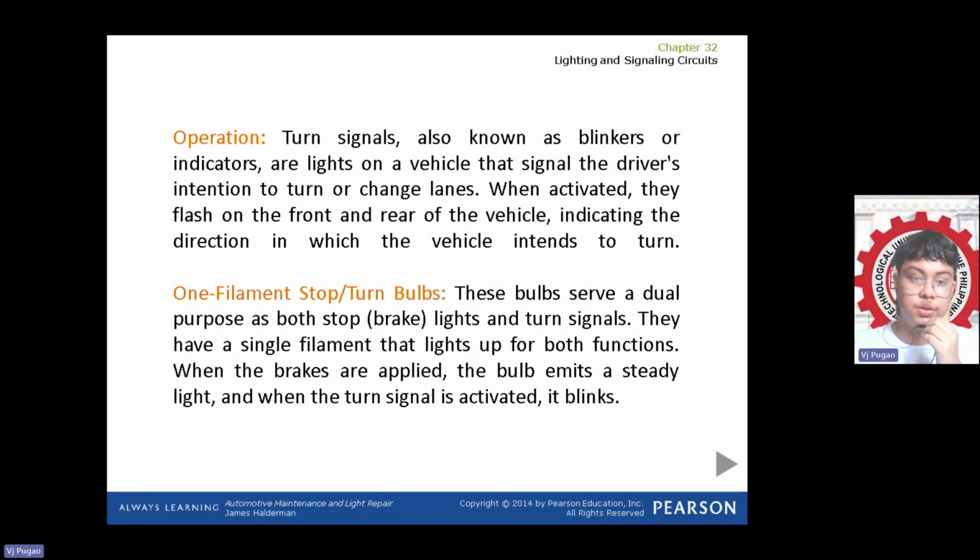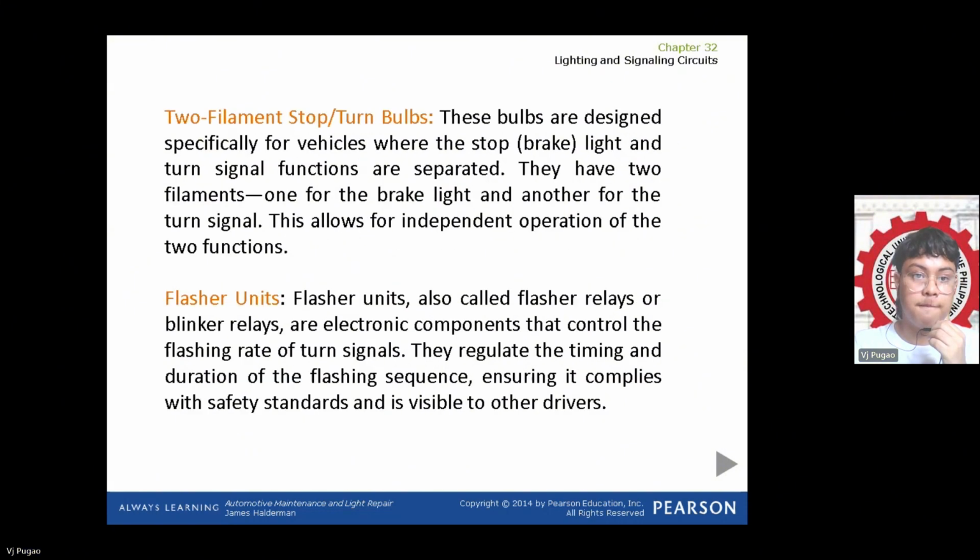This bulb serves a dual purpose as both stop, brake lights, and turn signals. They have a single filament that is used for both functions. When the brakes are applied, the bulb emits a steady light, and when the turn signals are activated, it blinks. The two filament stop turn bulbs.